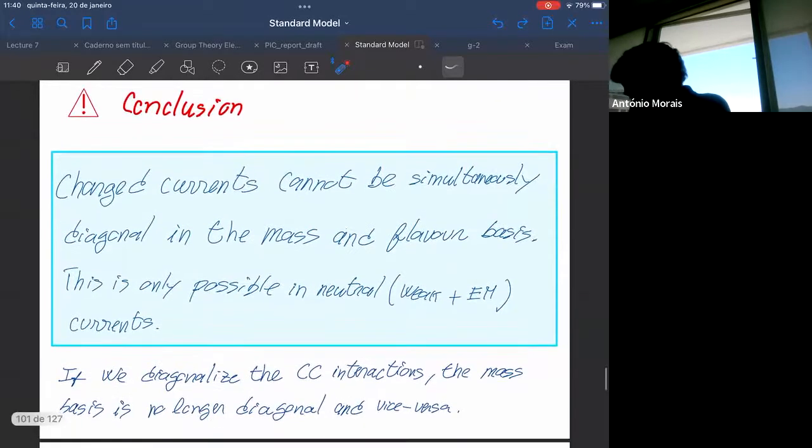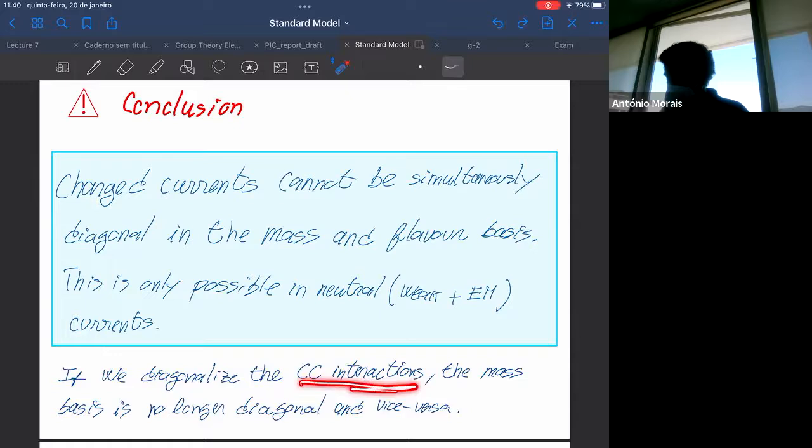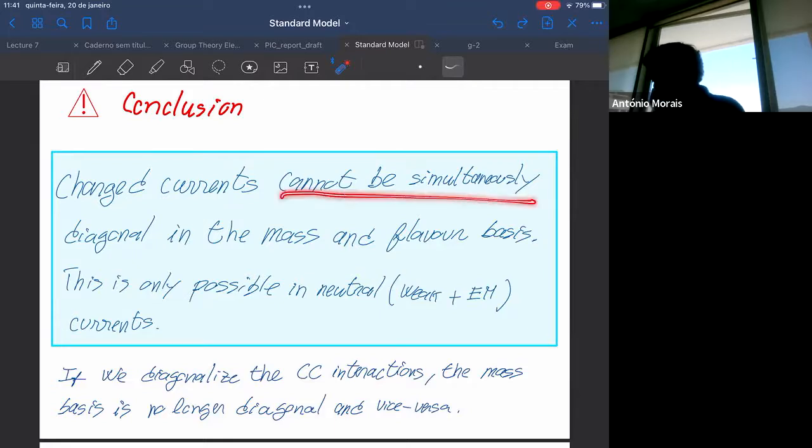So if you diagonalize, this is again a repetition of what I said, but inverting the reference frame. If you diagonalize the charged current interactions, the mass basis is no longer diagonal, and vice versa. So this is the same as saying they cannot be simultaneously diagonal in both bases.